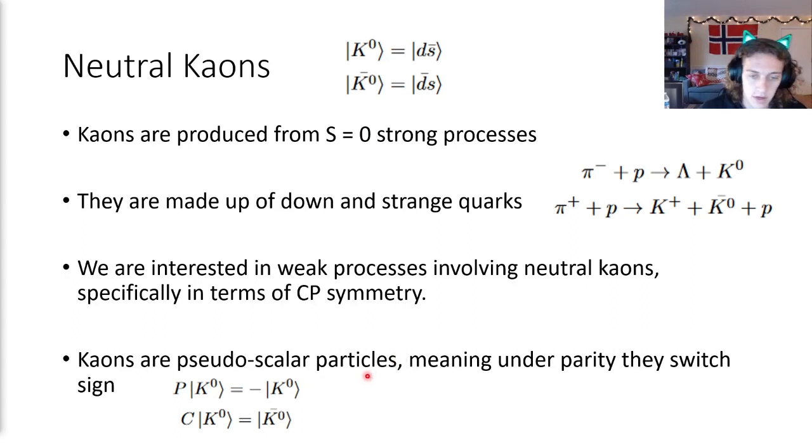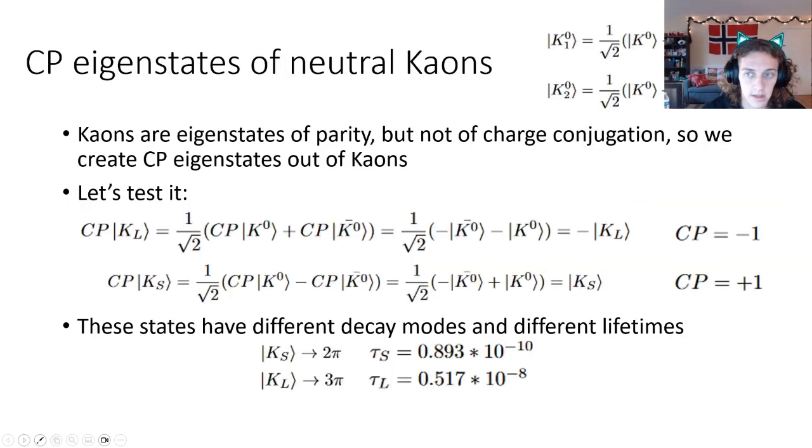Before we do that, we have to know how parity acts on it, and we have to know how charge conjugation acts on it. So kaons are pseudoscalars, and that means that parity on the kaon will return a -1 eigenvalue, right? Same thing for the anti-kaon. Then for charge conjugation, we take this +1 phase convention and we say that charge conjugation on the kaon gives us an anti-kaon. So with that in mind, what we want to do is construct eigenstates of CP together.